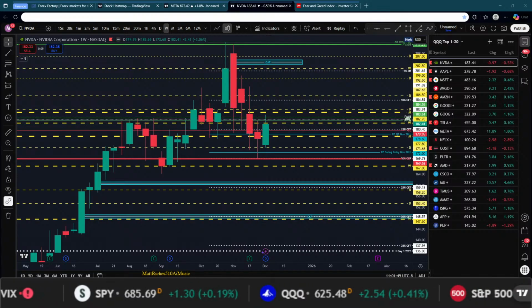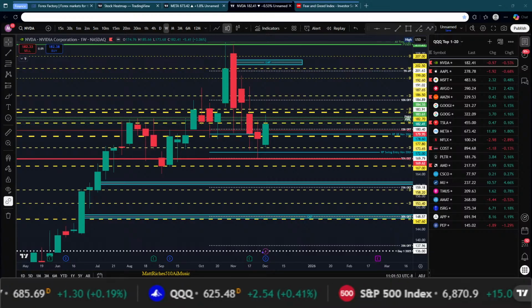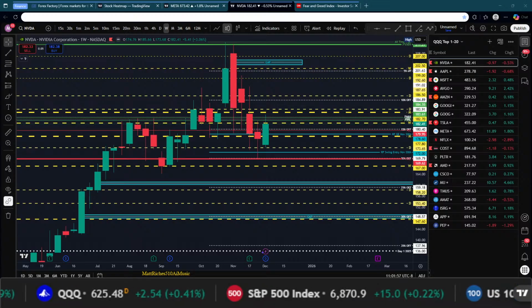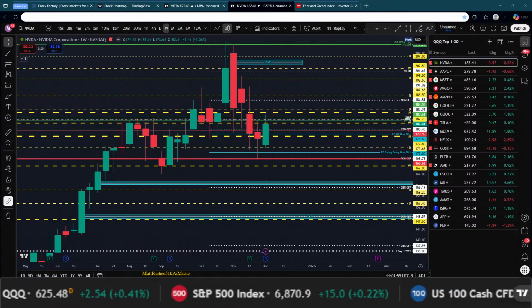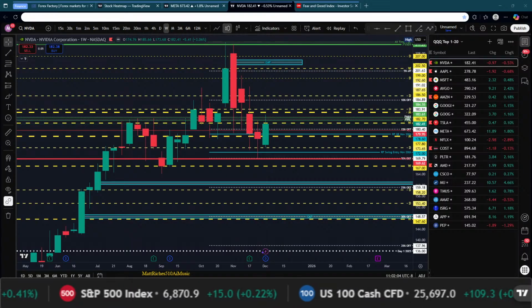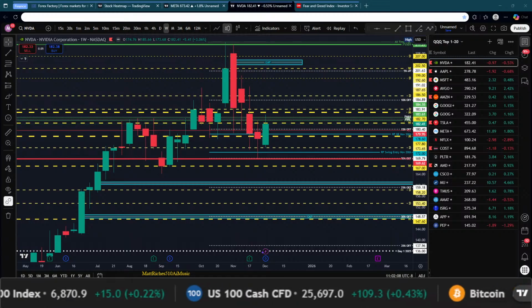Today we will be charting the stocks in the QQQ. So it is the weekend, so that is a good time to put some new levels on your charts and check to see if there's anything else we need to add to it.